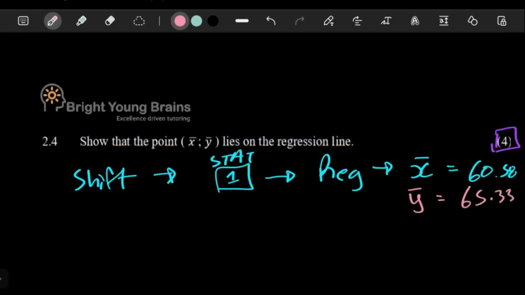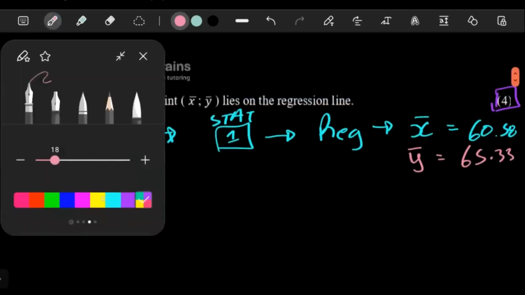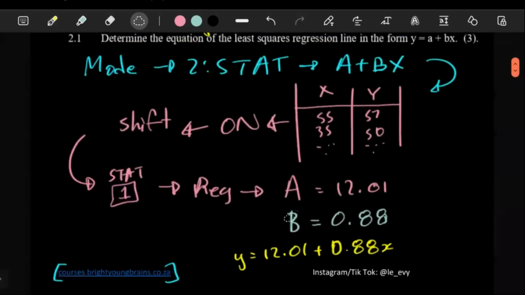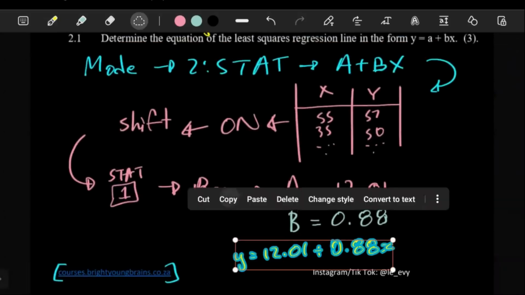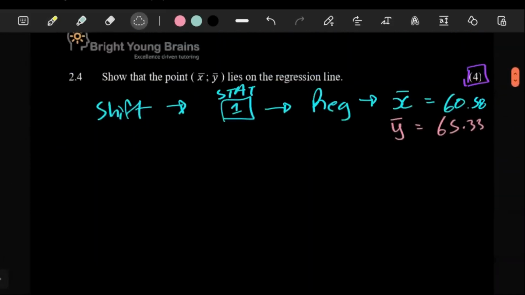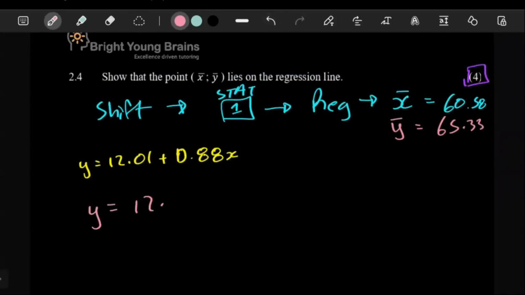65.33. Now in your equation you need to put these points in and show that the equation balances out. That's how you show that the point passes through. It's a point on the line, because this is one specific point. So doing that, the y value is 65.33. We have to solve for y. So y is equal to 12.01 plus 0.88 times x, and x is 60.58.